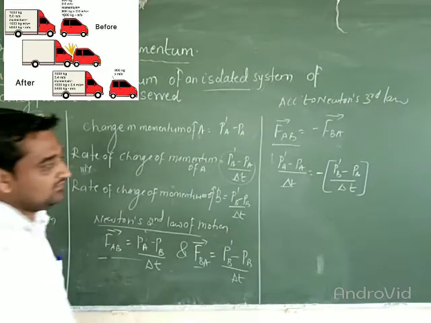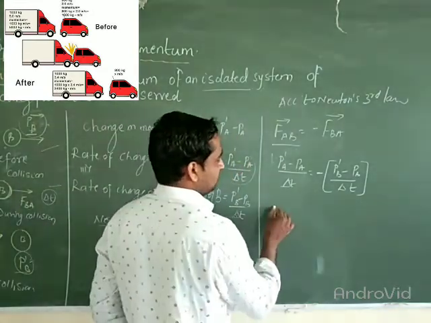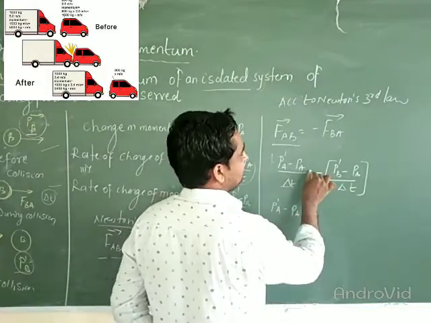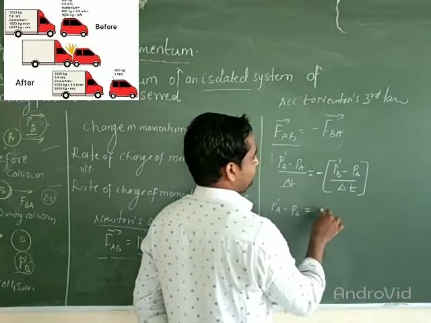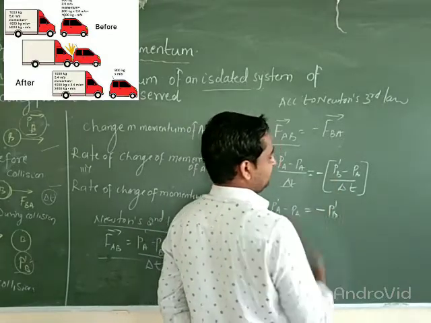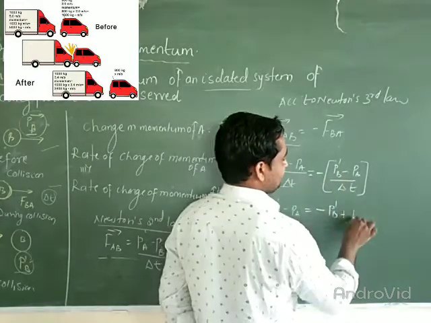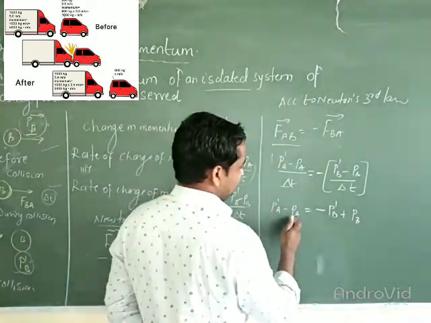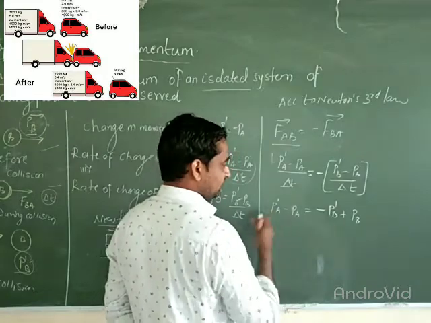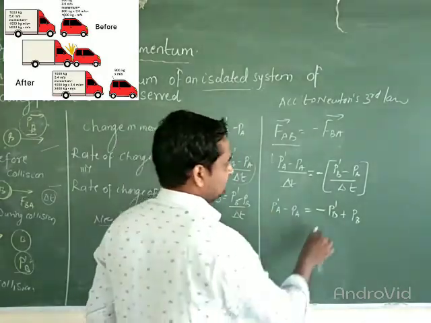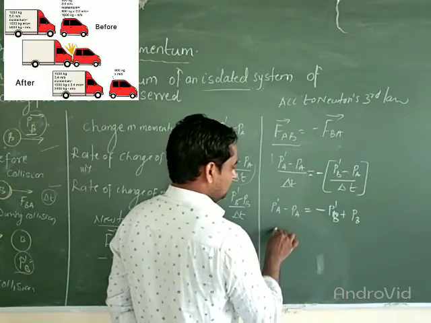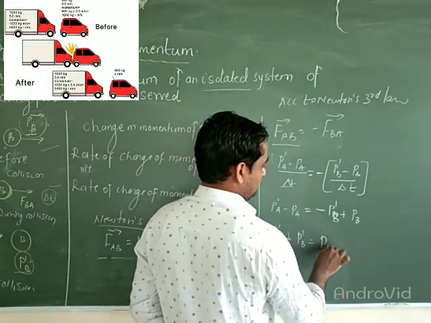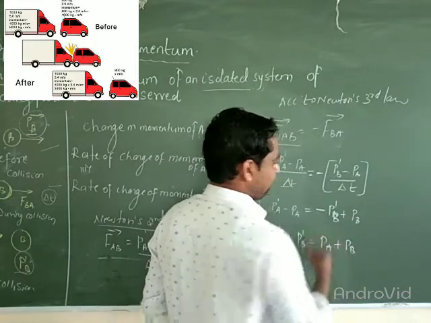So what will you get? Delta T gets cancelled on both sides. Therefore, P dash A minus PA is equal to minus P dash B plus PB, since minus into minus is plus. Just separate the terms here. I will take this PA to the right hand side and P dash B to the left hand side. So it becomes P dash A plus P dash B is equal to PA plus PB.